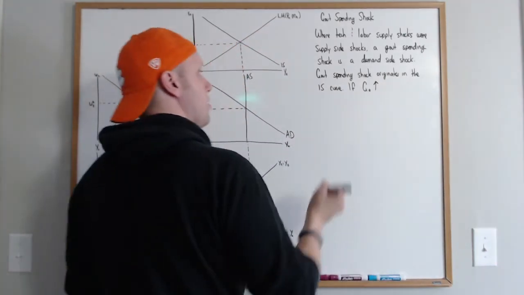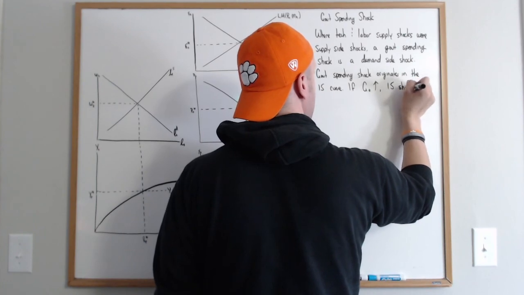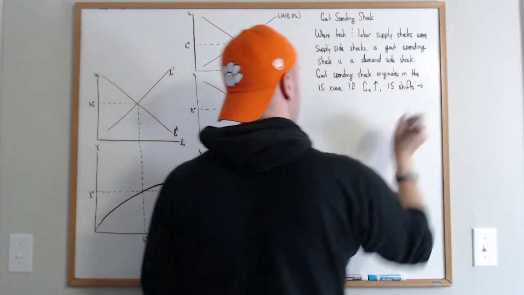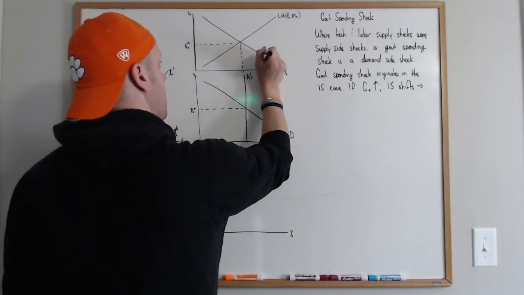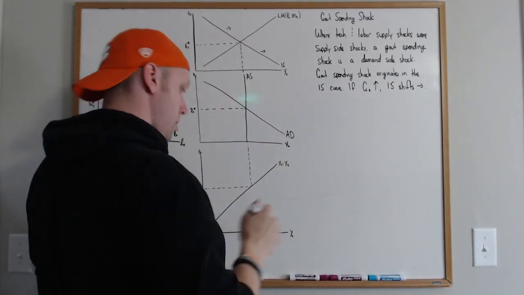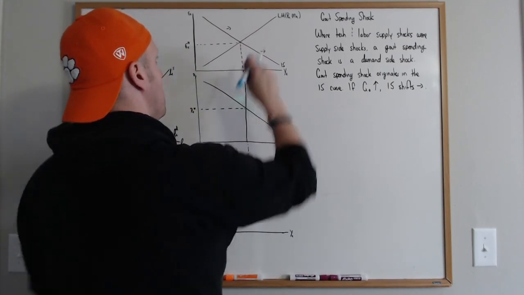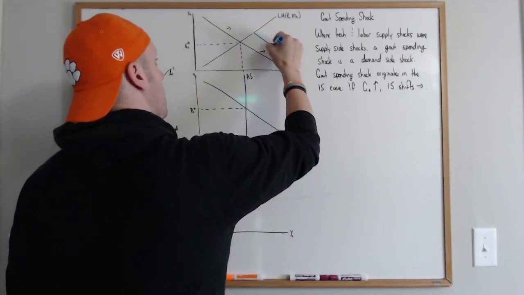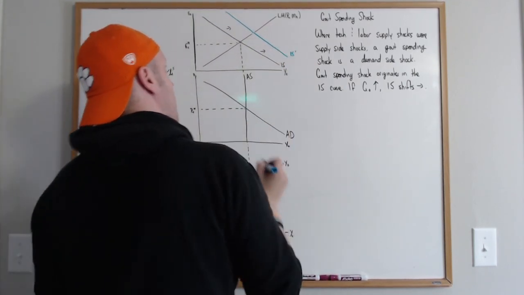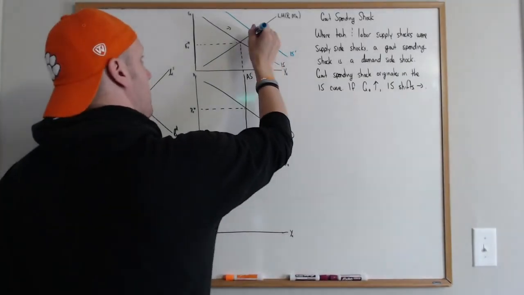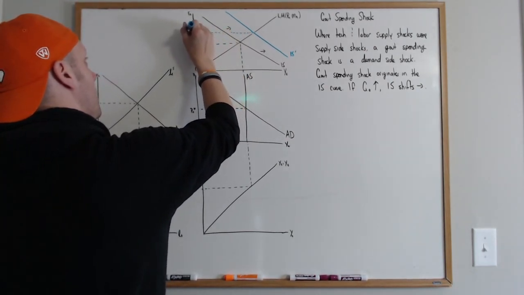If G sub t increases, the IS curve shifts to the right. So let's have the IS curve shift out to the right, to IS prime. The real interest rate is going to increase.